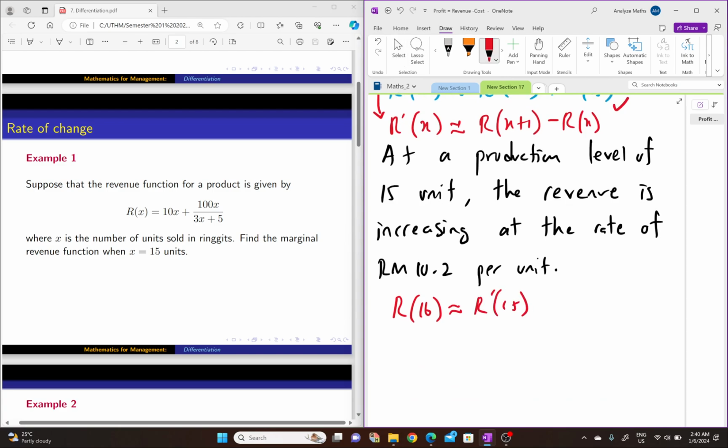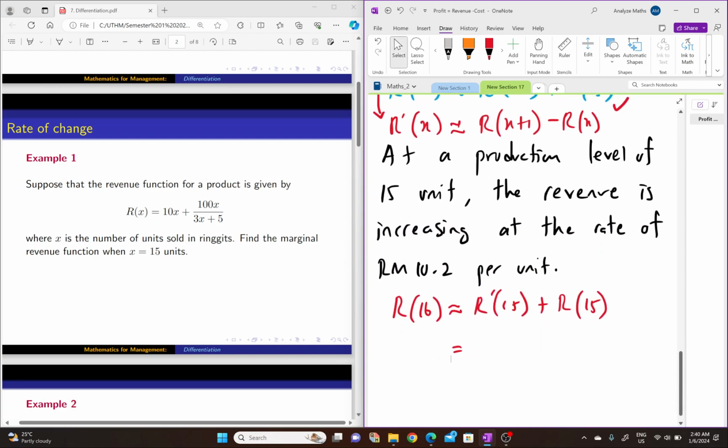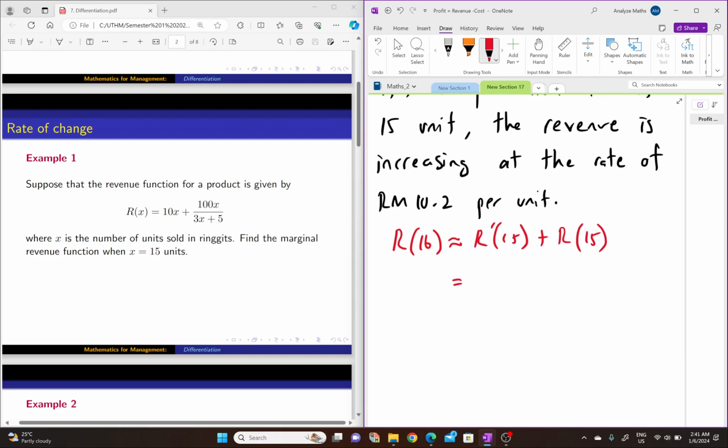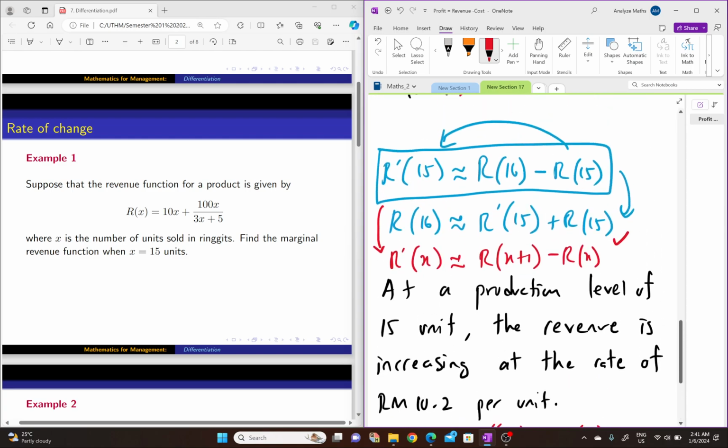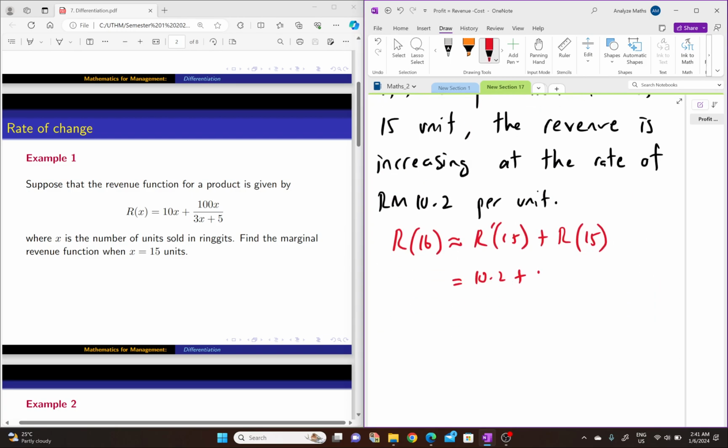Revenue of 15, plus the marginal revenue of 15. Marginal revenue of 15 is 10.2, plus the revenue of 15, which just now was 180. You can easily get 190.2.